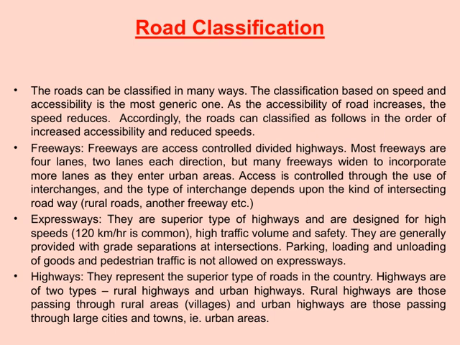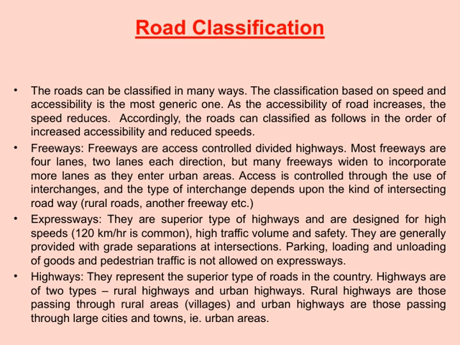Starting with freeways, these are access-controlled, divided highways designed for fast and efficient travel. Most freeways have 4 lanes, 2 in each direction. But as they approach urban areas, they often expand to add more lanes to handle increased traffic. Access to freeways is tightly controlled through interchanges, which are designed based on the intersecting road type, whether it's rural roads or other freeways. This setup minimizes interruptions and maximizes speed.